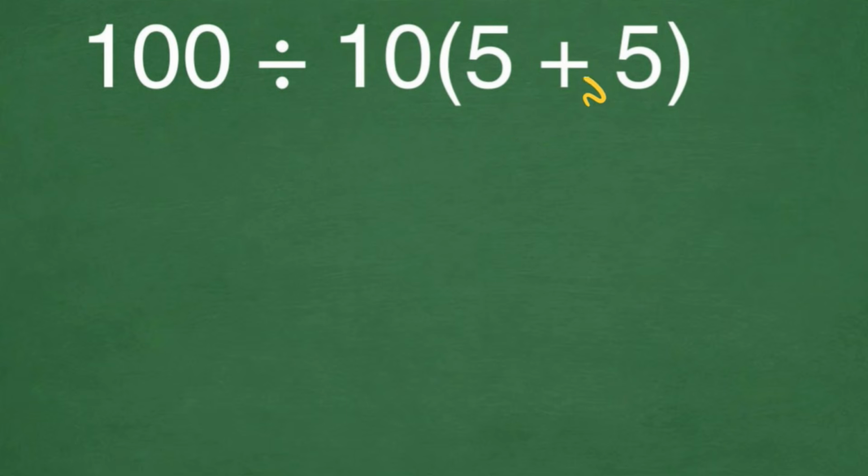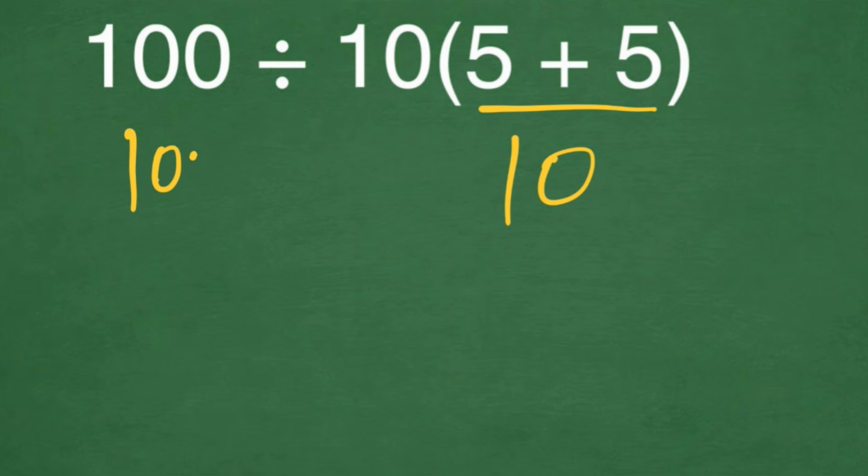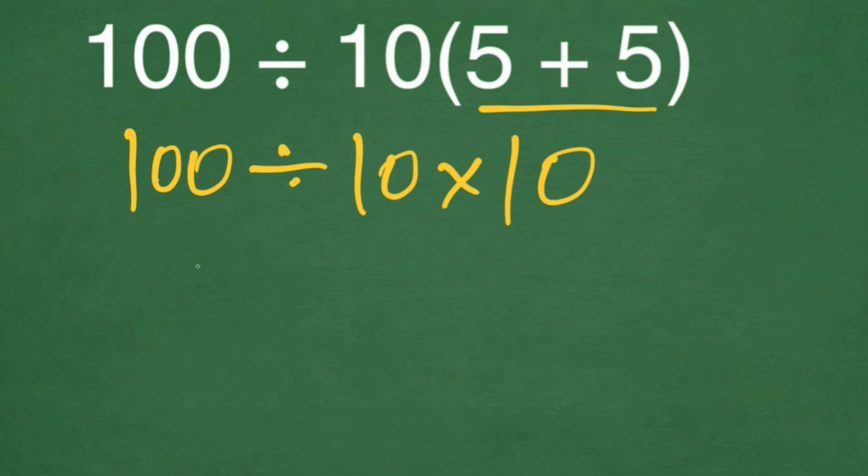So we have a parenthesis, and we are going to do the parenthesis first, and 5 plus 5 gives us 10. And the problem becomes 100 divided by 10 times 10. So according to the order of operations, we have to do the division, not because division has higher priority than multiplication, but because division comes before multiplication, and we have to do the problem left to right, starting from 100 divided by 10, and then we are going to multiply that.